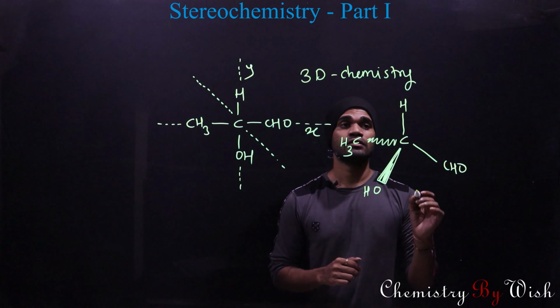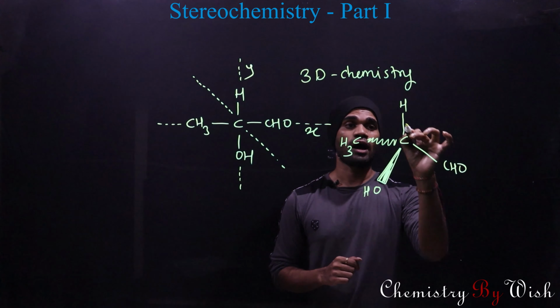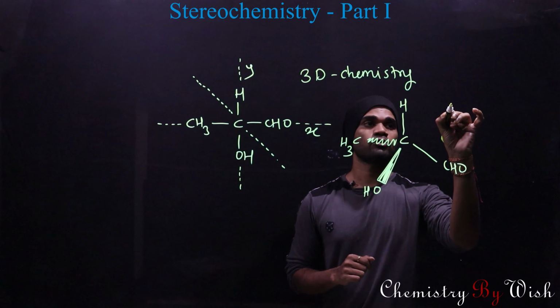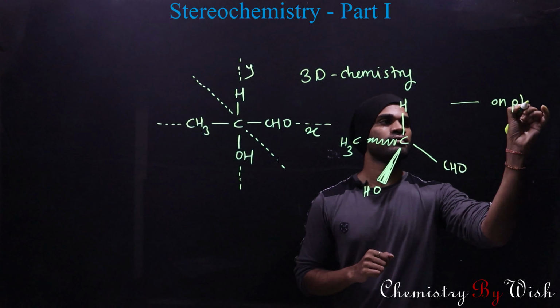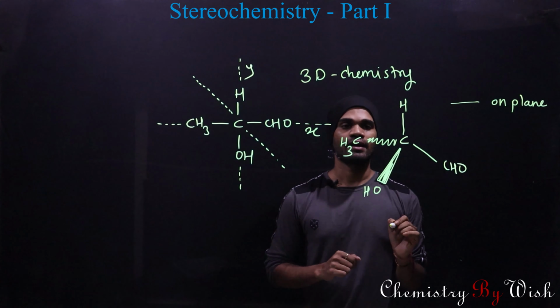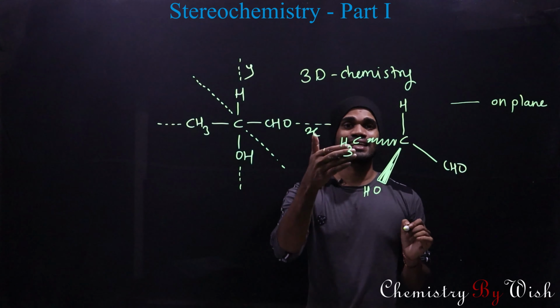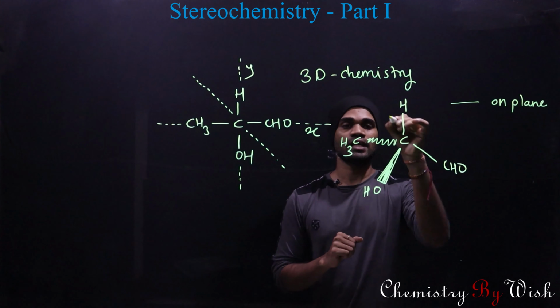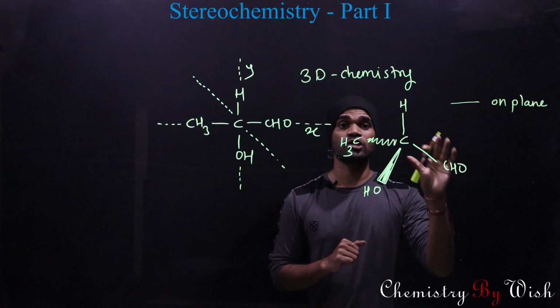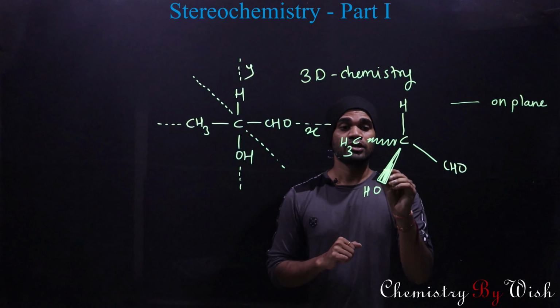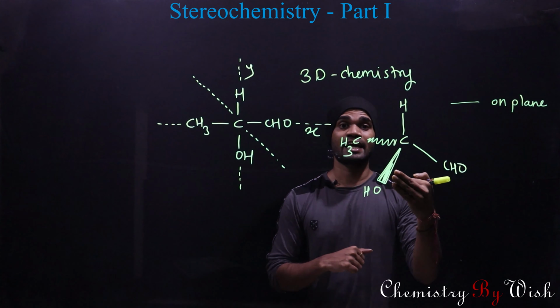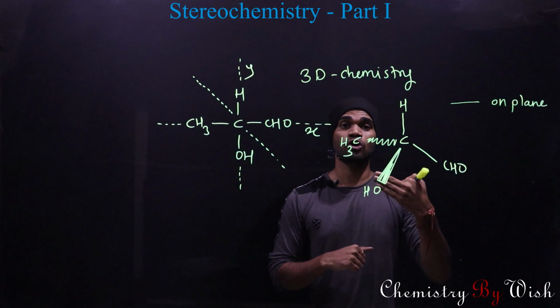In this structure, this hydrogen and this CHO are present on the dark line. The groups present on the dark line are called on-plane groups, and these two lines mean these are out of plane. So this hydrogen and this CHO are present on the plane of the paper, but this CH3 and this OH are present on the wedge line. It means it is in front of the observer.